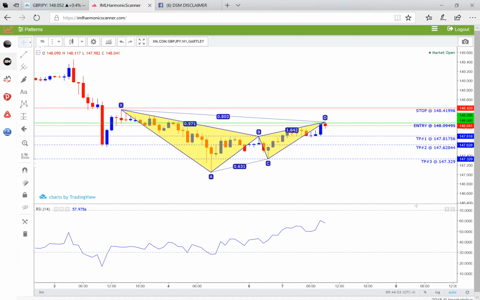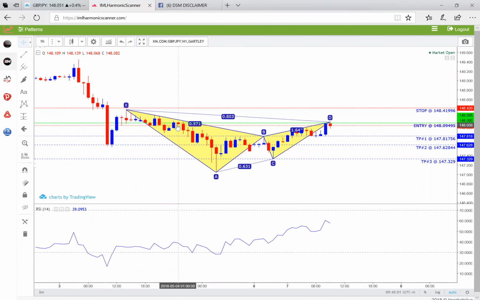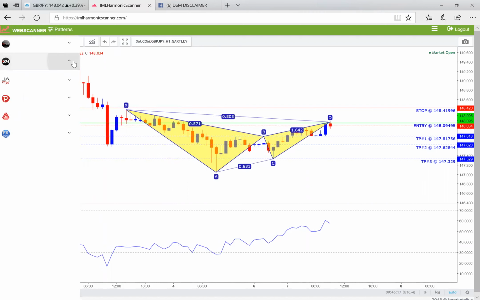So real quick, you guys have gone through the tools and know how to navigate the scanner now. So I am going to give you some of the rules that I use when I use the scanner. The first thing that I look for, well, first we find a pair. I always like to scan for H1, H4, or D1.